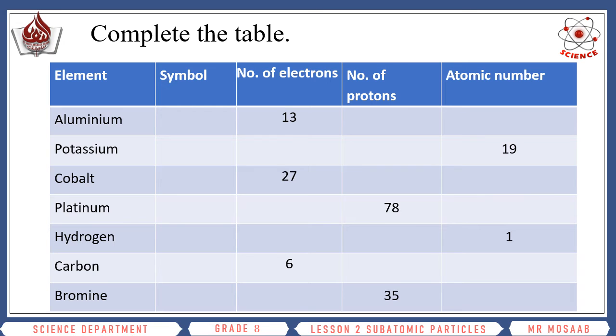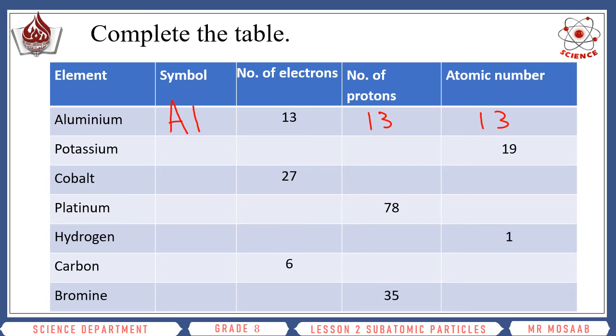Here, complete the table. What is the symbol for aluminum? The symbol for aluminum is A capital, L small. The number of electrons is 13, so the number of protons is also 13. Atomic number will also be 13.